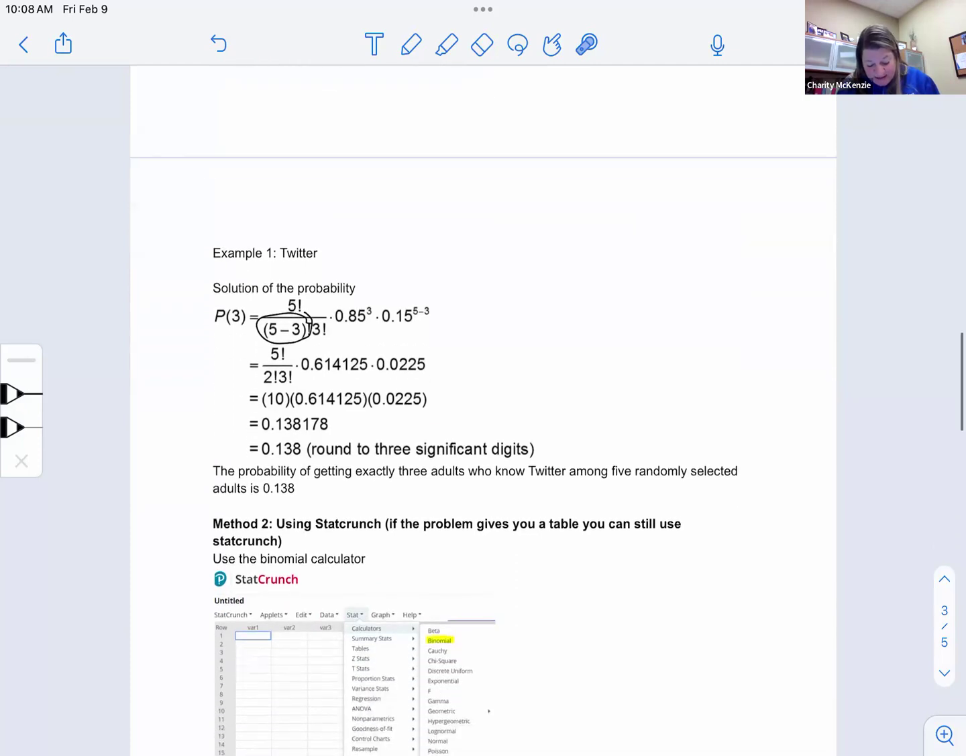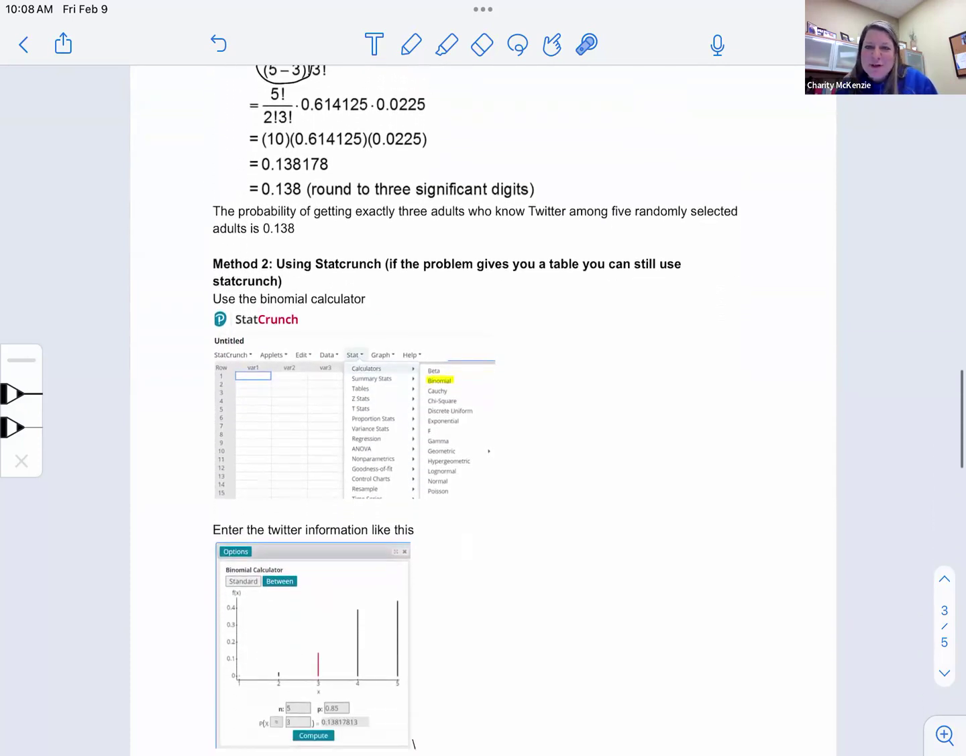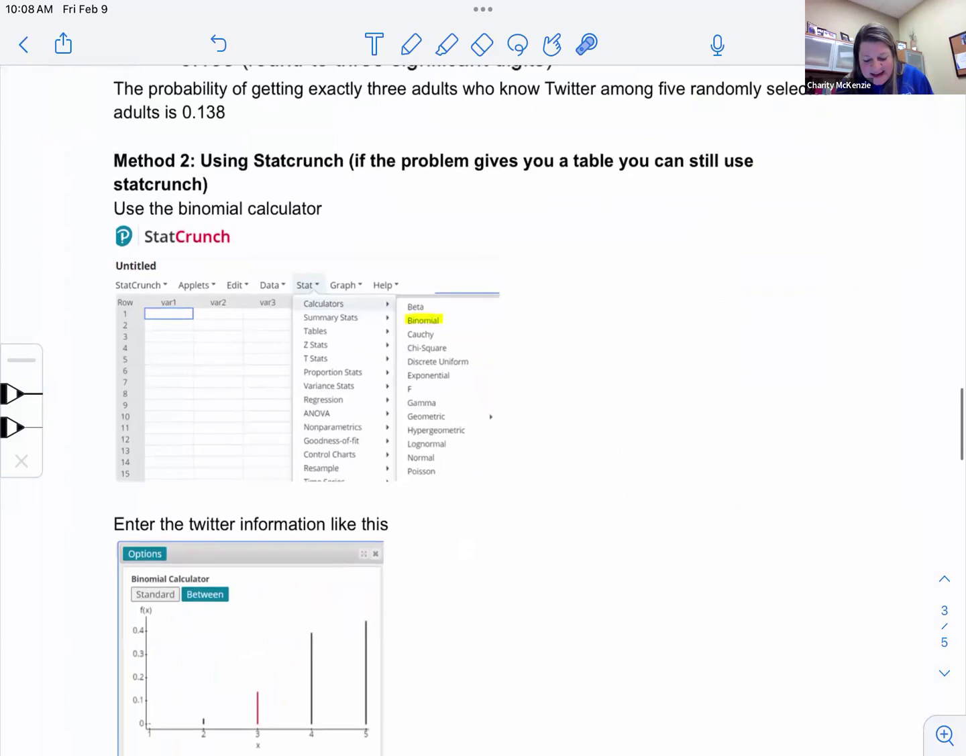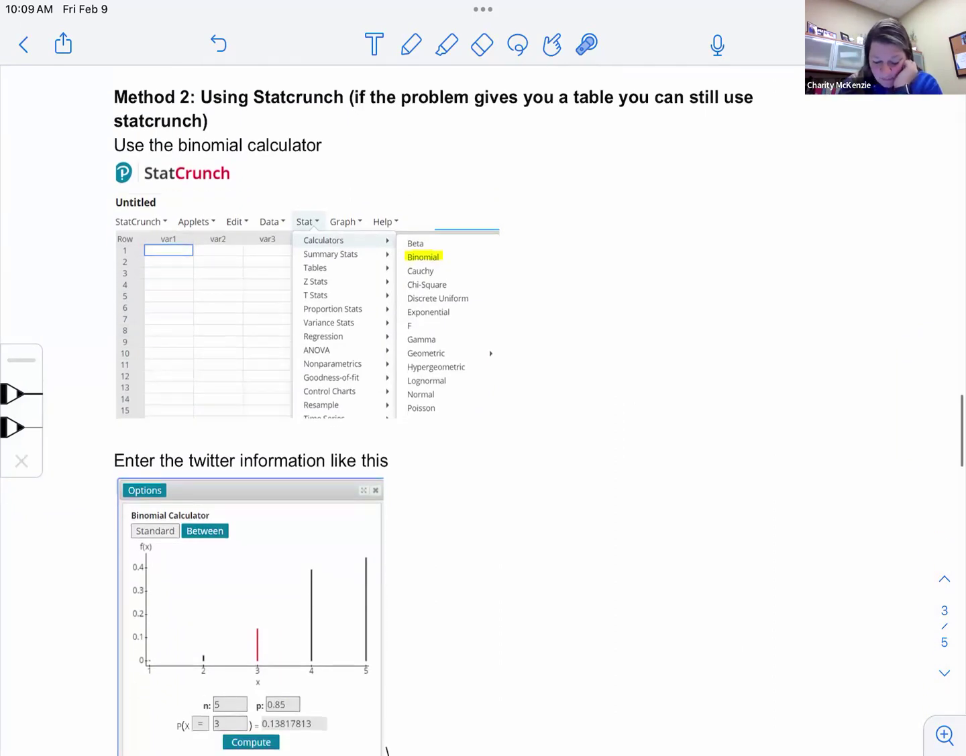Let's look at method 2. Method 2 says, let's just use StatCrunch and find that for us. So yeah, there is a typo, but in the long run, I would prefer you just use StatCrunch. And if you look, I did some little things here for you. Basically, you're going to go to Stat, Calculator, and there is a binomial probability calculator for you, just like there's a normal calculator. And look at all these other distributions that we're not covering until advanced statistics, right?